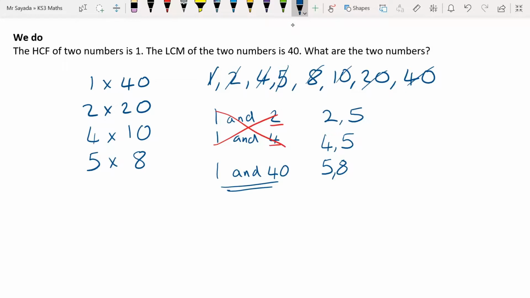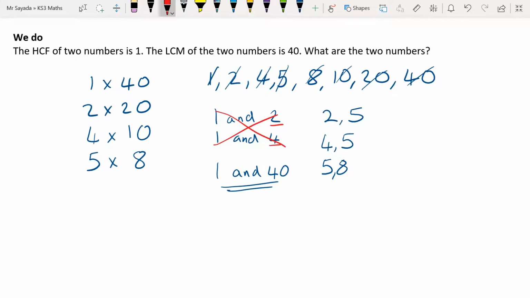So the last step is to work out which of these combinations has a lowest common multiple of 40. They all have a highest common factor of 1, but we need the 1 or the 2 or the 3 which have a lowest common multiple of 40. So we'll start by looking at 2 and 5. Pause the video and work out what the lowest common multiple of 2 and 5 is.